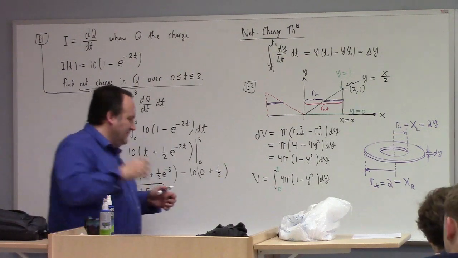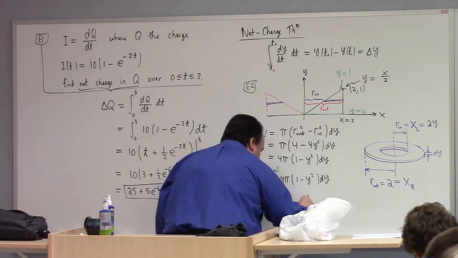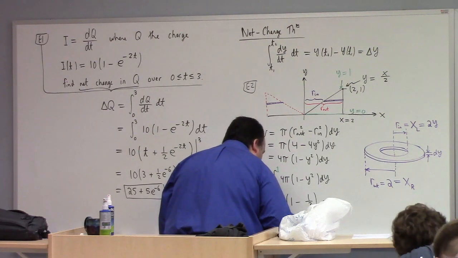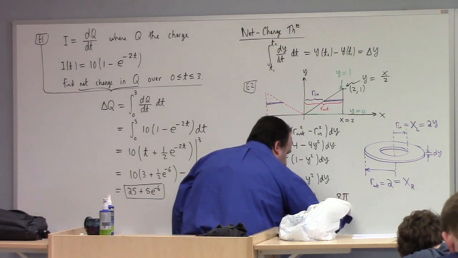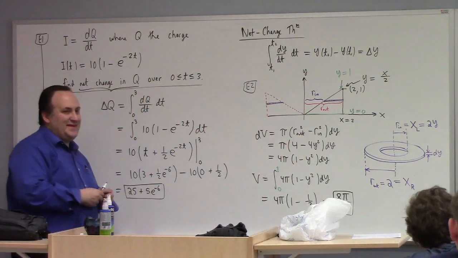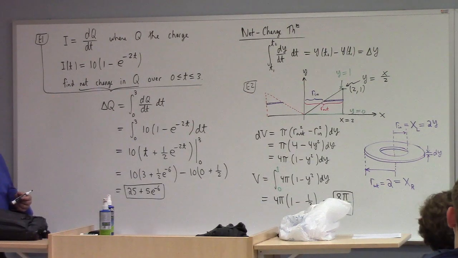Well, that's my kind of integral. So that's just 4 pi times 1 minus a third, which is 8 pi over 3. There you go. So that one's considerably more pleasant than one of the integrals we tried to do yesterday, right?